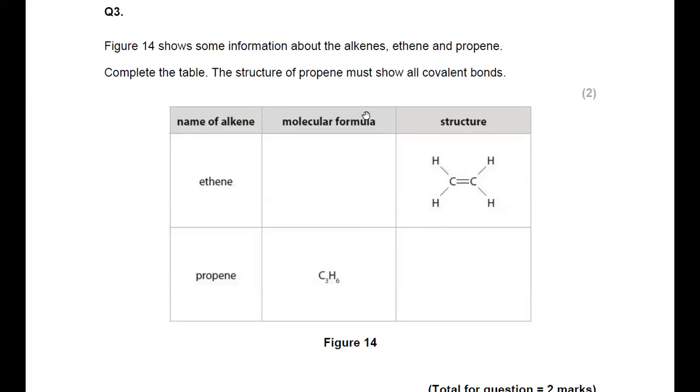Miss, the molecular formula for ethene is C2H4. Correct, it's C2H4. Miss, I think it's better if I draw it on paper because my writing won't be good with a mouse. Yeah, whatever you're comfortable with, no problem.